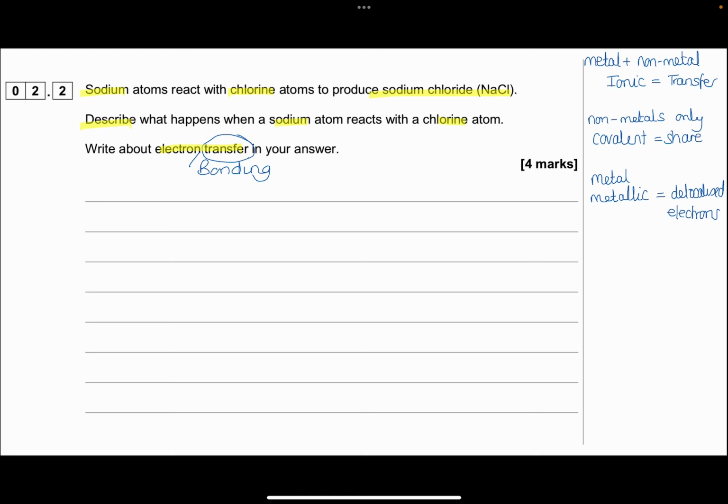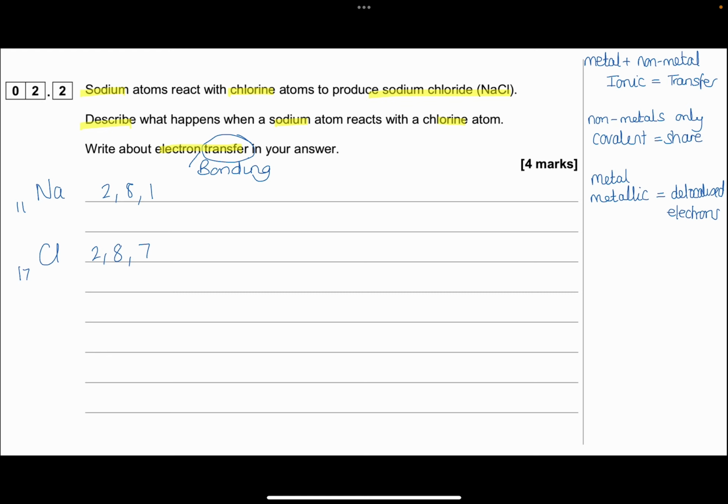Now before we can talk about the electron transfer, we need to know the electronic structure. So sodium, 11 electrons, that's the bottom number, the atomic number. Chlorine, 17 electrons. I'm not going to draw them, I'm just going to write them. So sodium would split into 2 on the first, 8 on the second, 1 on the third. Chlorine would be 2, 8 and 7.